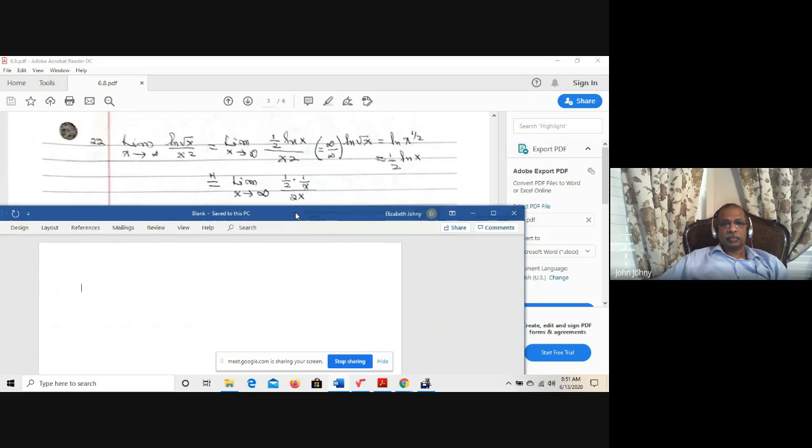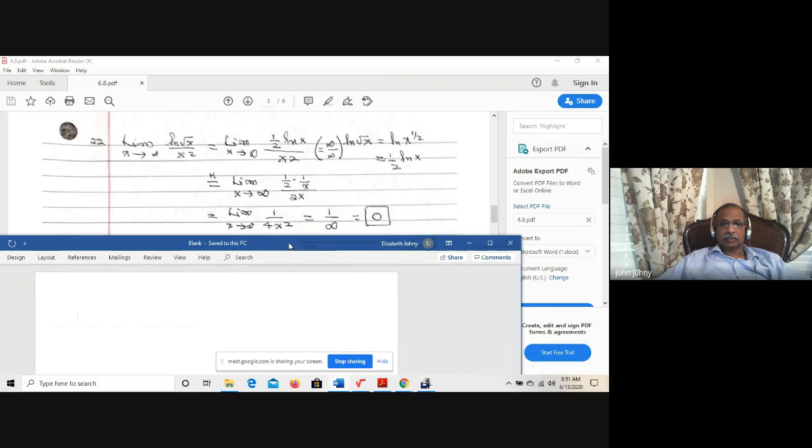Again, apply L'Hopital's rule. Limit x approaches infinity, 1/2 times derivative of natural log of x is 1 over x. Derivative of x square is 2x. So that is equal to limit x approaches infinity 1 over 4x square, which is 1 over infinity. Answer is 0.